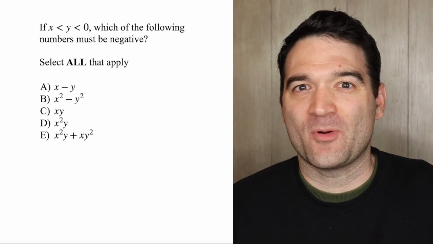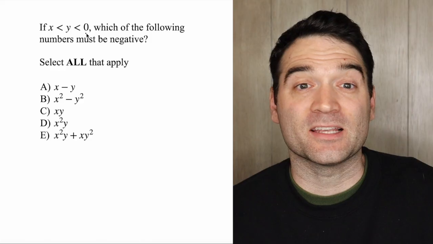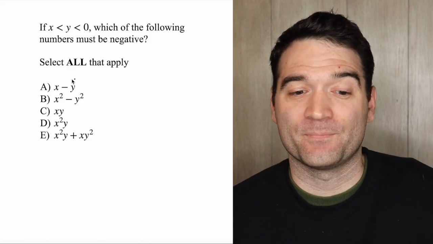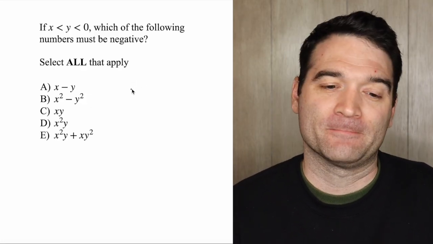Here's a GRE algebra question. Let's take a look. If x < y < 0, which of the following numbers must be negative? And we want to select all that apply. That means that one or more could be correct here.